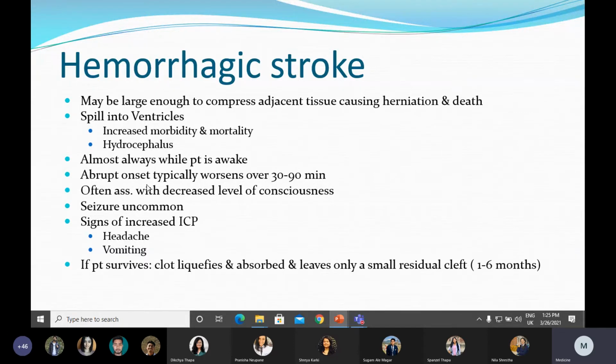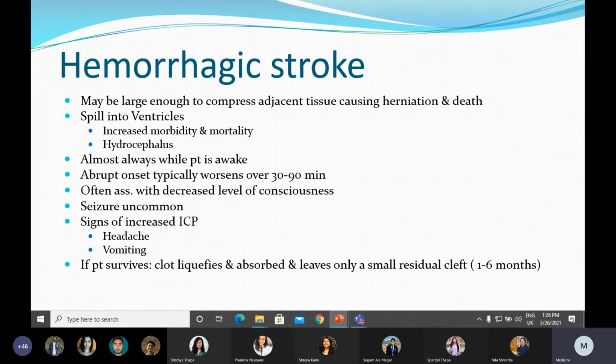There will be an apparent onset, but it typically worsens over an hour or so. And this is often associated with decreased level of consciousness and headache with vomiting. If the patient survives, then there will be a liquefaction of the clot and it will be absorbed. So there will be only a small residual cleft, and this usually takes around 1 to 6 months.